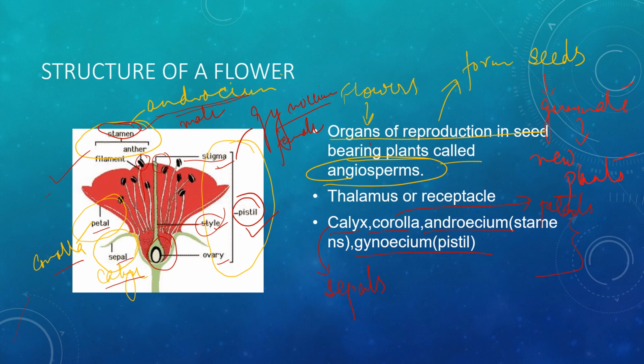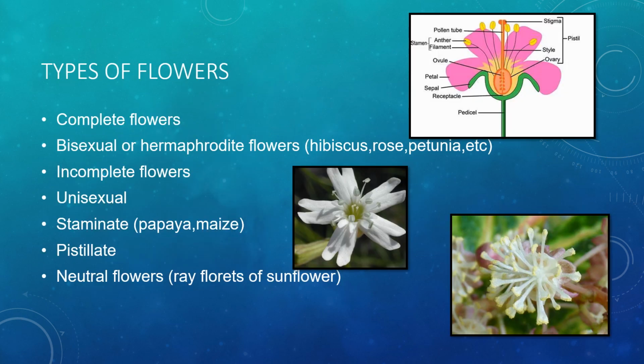So let us move on to the next one. Now here we should know what a complete flower is. Most flowers have 4 whorls only, that are sepals, petals, androecium and gynoecium. When they have all these 4 whorls, that is calyx, corolla, androecium and gynoecium, they are called complete flowers. So this is an example of a complete flower.